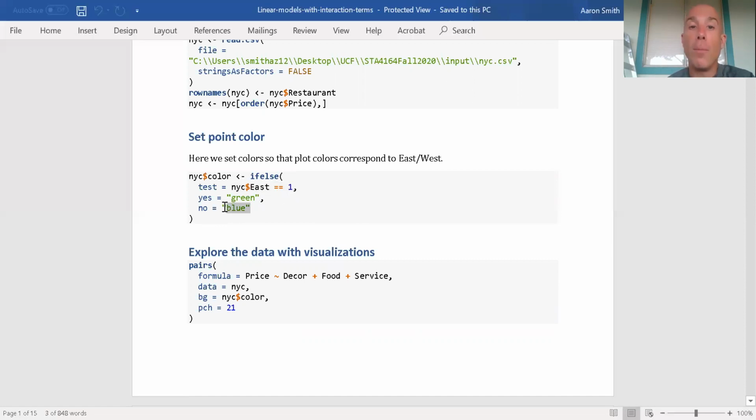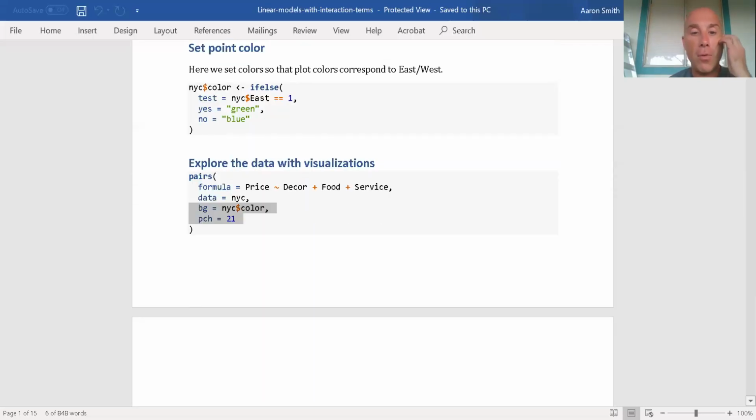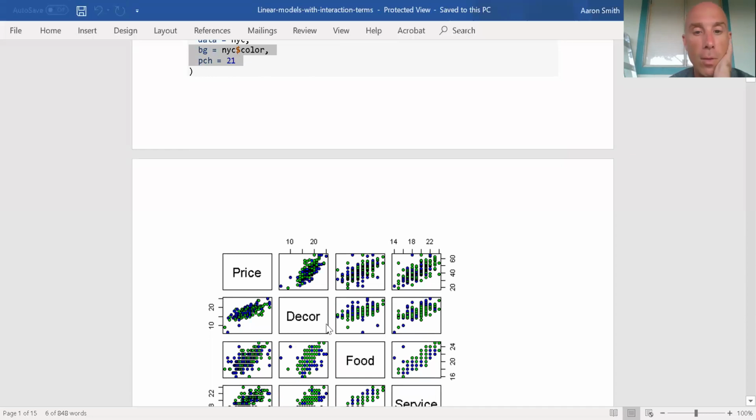When this is a false statement, that means it's a west, therefore it's going to be blue. All right, so let's go ahead and explore the data with visualizations. Notice that I'm using plot character 21, and I'm putting the background to blue-green. By default, the edge of the dot will be black. I do this to help make things pop out, make it easier to see. And we can look at the plots.